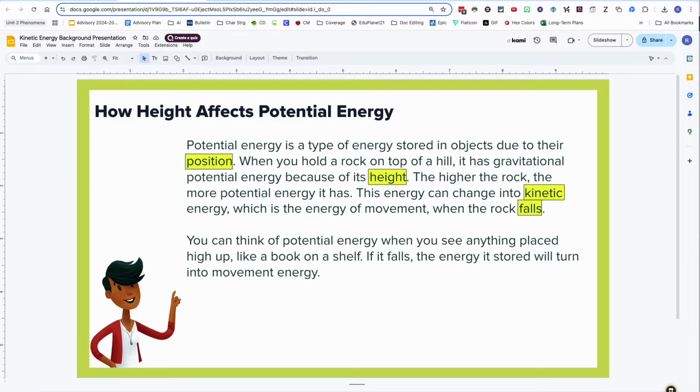How height affects potential energy. Potential energy is a type of energy stored in objects due to their position. When you hold a rock on top of a hill, it has gravitational potential energy because of its height. The higher the rock, the more potential energy it has. This energy can change into kinetic energy, which is the energy of movement, when the rock falls. You can think of potential energy when you see anything placed high up, like a book on a shelf. If it falls, the energy it's stored will turn into movement energy.